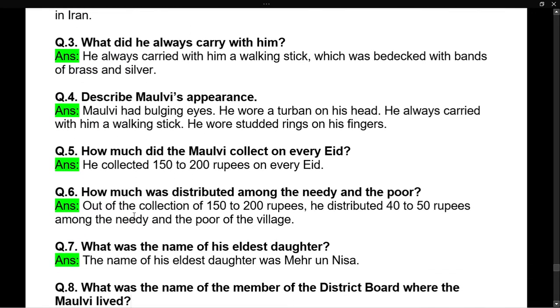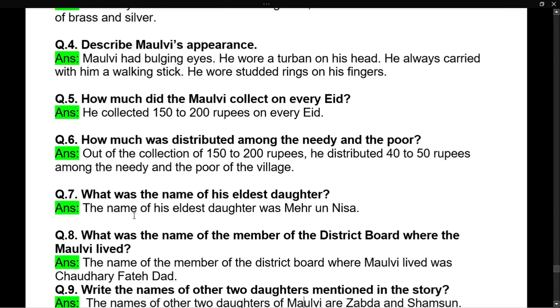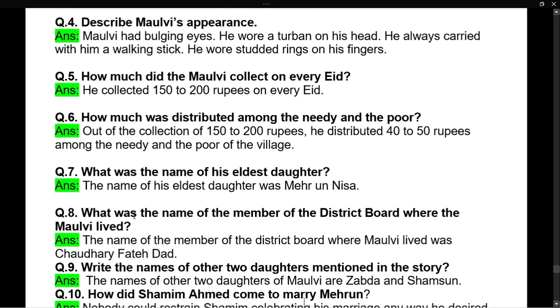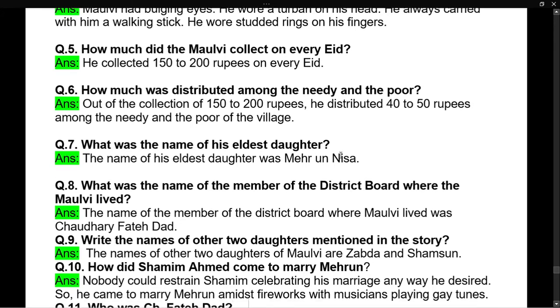And how much did the Maulvi collect on every Eid? He collected 150 to 200 rupees on every Eid. And how much was distributed among the needy and the poor? Out of the collection of 150 to 200 rupees, he distributed 40 to 50 rupees among the needy and the poor of the village. And what was the name of his eldest daughter? So his eldest daughter's name was Mehrunnisa.